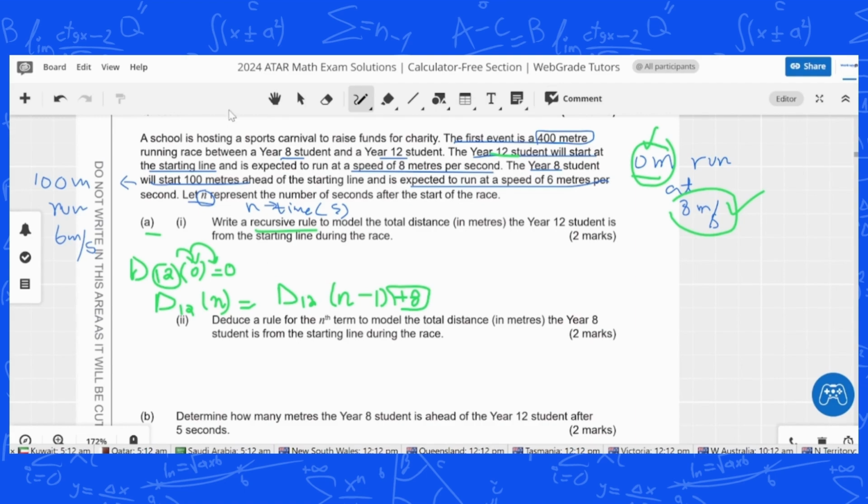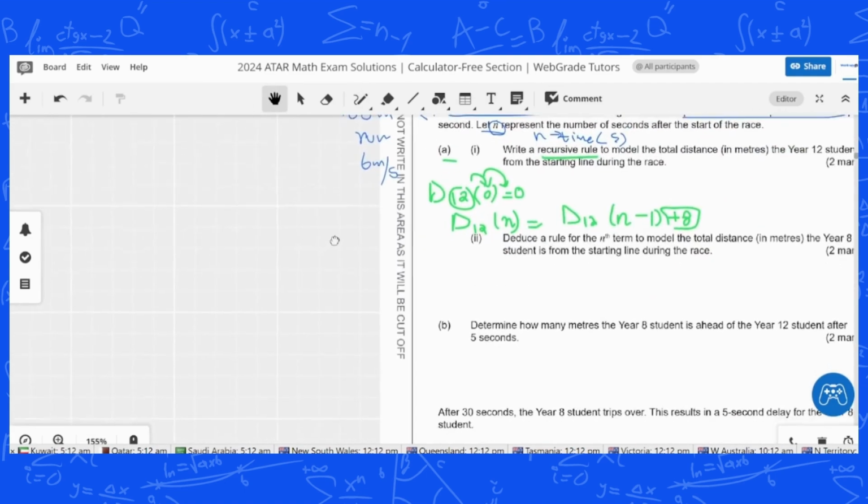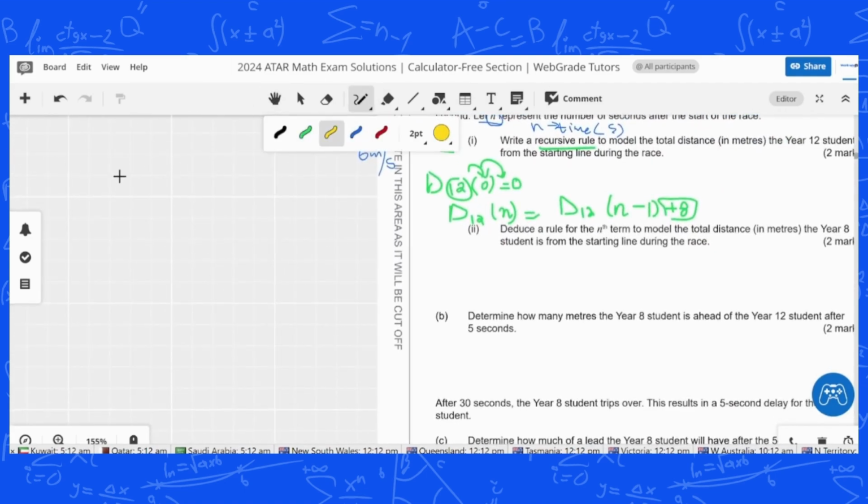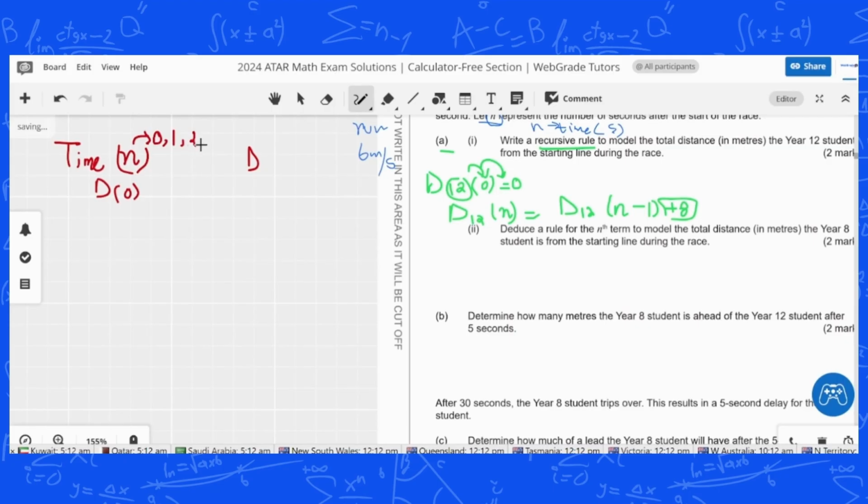So let's look at the pattern using this rule. We can work out the pattern as well. If I take n as the time in seconds and the distance in meters here, so taking d12 at 0 seconds, at 1 second, at 2 seconds, at 3 seconds, where will the Year 12 student be, and how much distance will they cover?